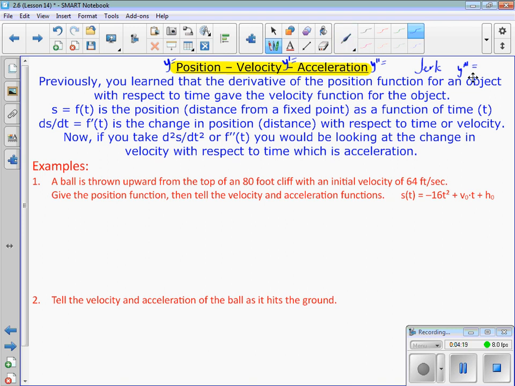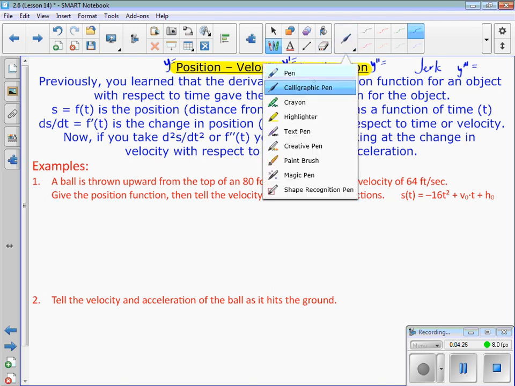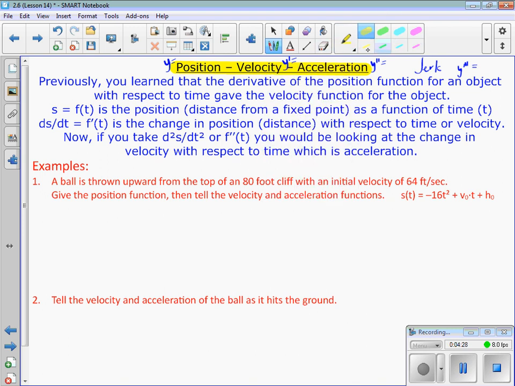The jerk is just the third derivative of the position. You don't have to know that. It just makes people laugh. But it really is that. Yeah, just call people the third derivative.